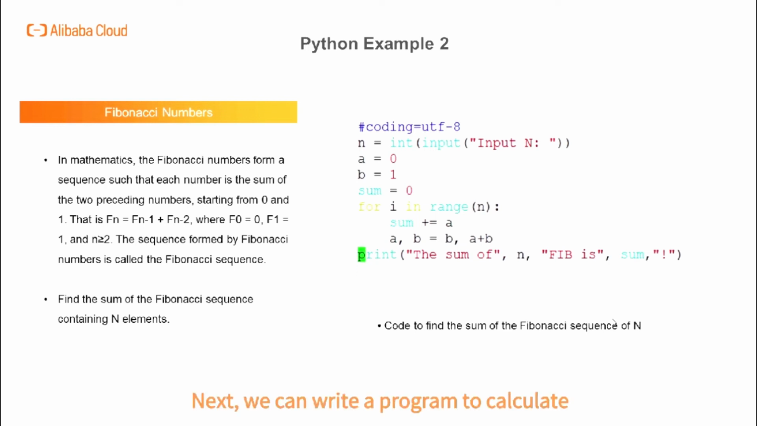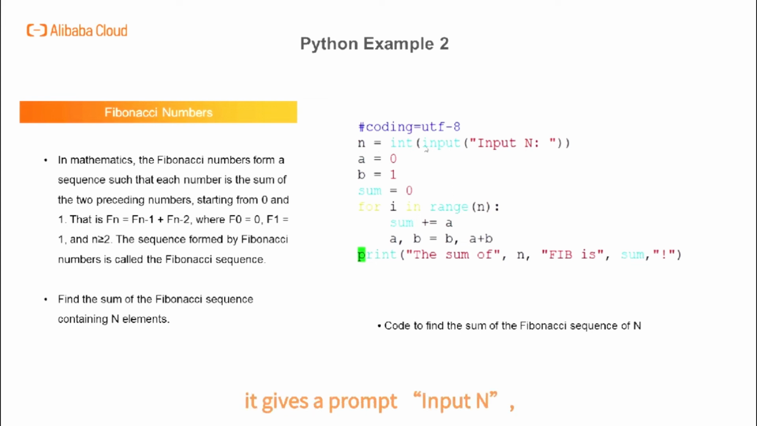Next, we can write a program to calculate the sum of the first n numbers in the Fibonacci series. The source code is on the right. The first line is the same. It is to set the coding format to UTF-8. Then we first define a variable n. It means the given index of the Fibonacci series. We use the input function to ask for the user to input the number.